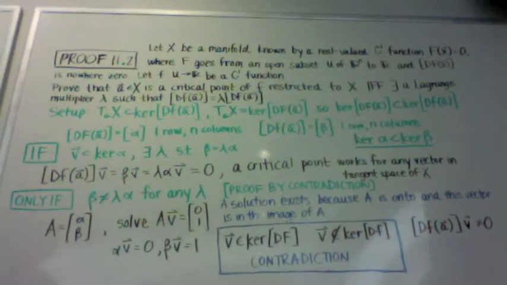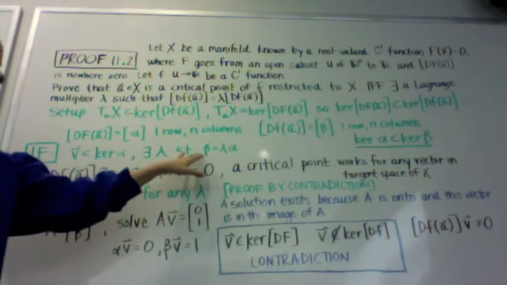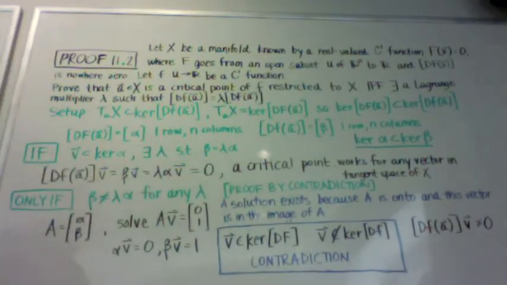So we begin this proof. The if direction is pretty nice and easy, so let's do that first. That means that we are assuming that there exists some lambda such that beta equals lambda alpha. And we choose a vector v that is an element of the kernel of alpha. So it's an element of the kernel of the Jacobian of the constraint function.